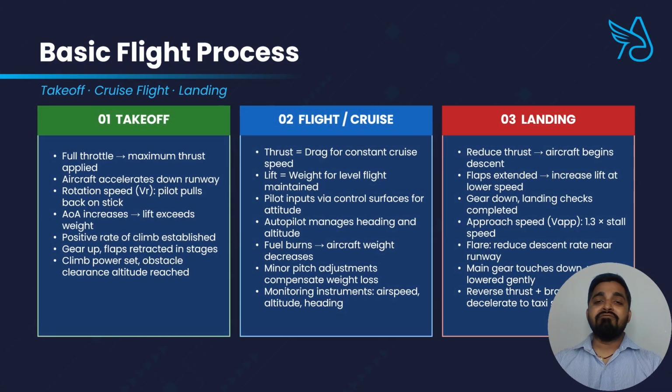Now let's put everything together and understand how complete flight happens from engine start to touchdown. First phase is takeoff. The engine powers up with full throttle, maximum thrust is applied, and the aircraft begins accelerating down the runway. At a certain speed, which is called rotation speed, the pilot pulls back on the stick and the angle of attack increases, lift exceeds weight, and the aircraft lifts off the ground.